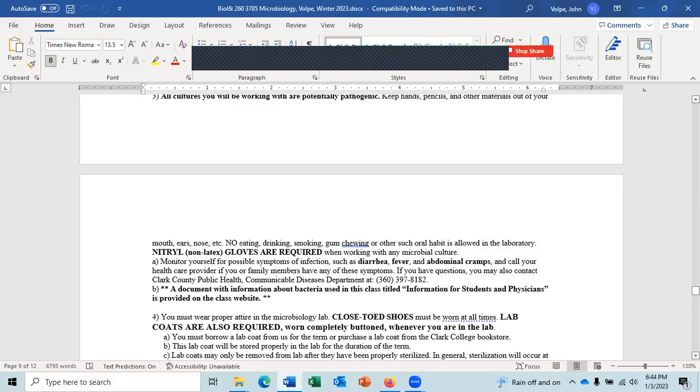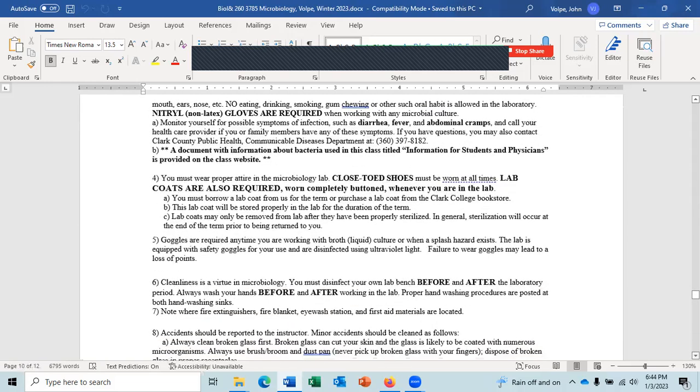Closed-toed shoes must be worn in the lab at all times, meaning a lady's fancy shoes that are open, or sandals or thongs cannot be worn in the lab. The purpose for having a closed-toed shoe is to give your feet some protection in case of a laboratory spill involving a culture of bacteria. Tennis shoes do not exactly provide much protection, but they do provide some, more than something like sandals. Any question about any of that? And of course, the lab coat and the gloves are to give you protection too.